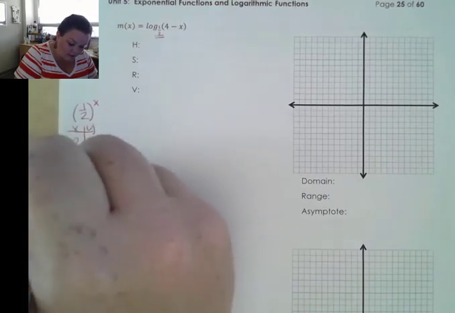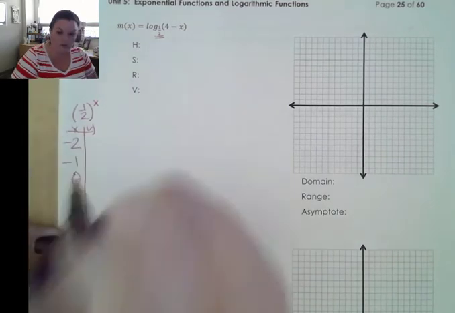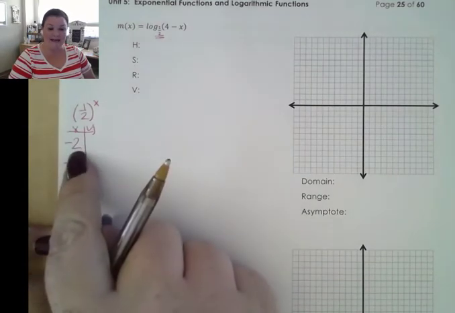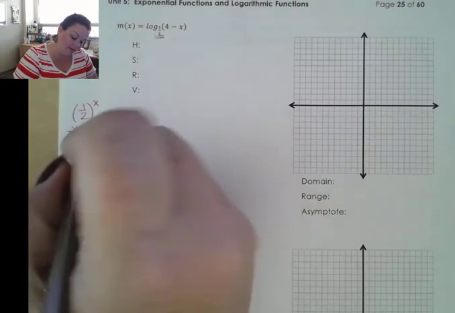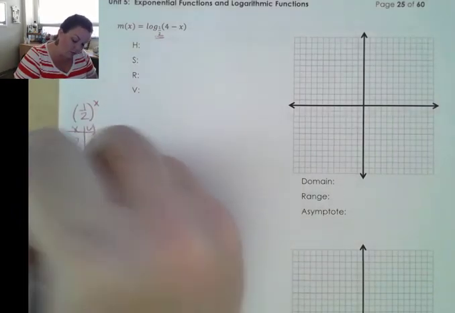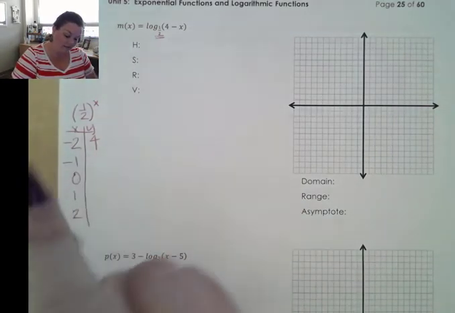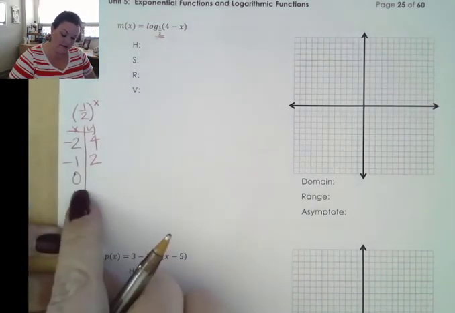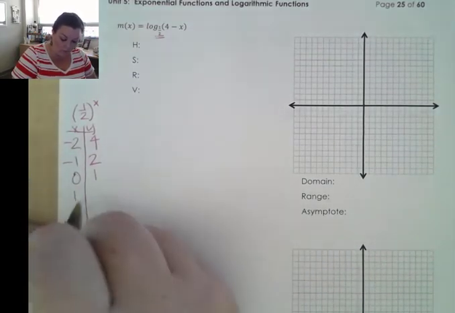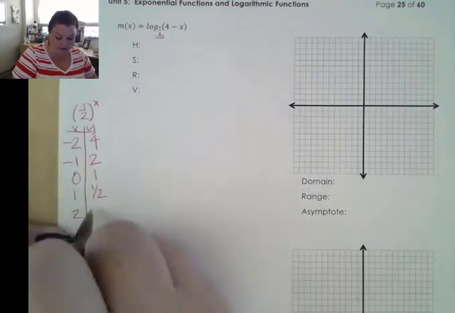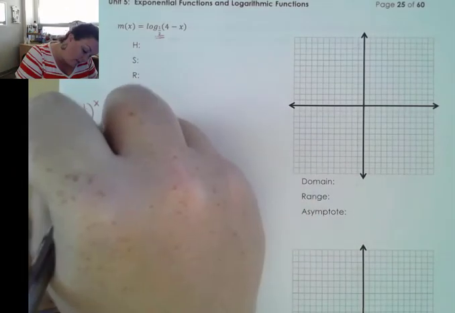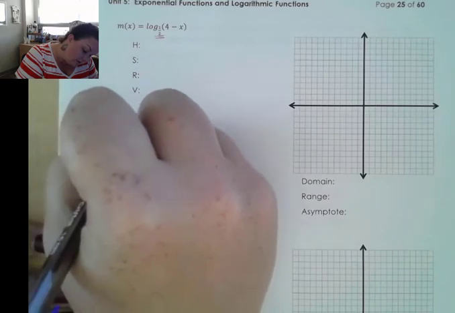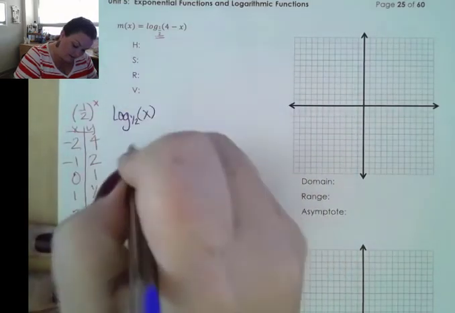Plug in -2, -1, 0, 1, and 2. When I plug in a -2 to the power of 1/2, that's going to flip it and square it, so it gives me 4. -1 is flipping it to give me 2. 0 gives me 1. 1 gives me 1/2, and 2 gives 1/4. Okay, so I'm going to swap it to get log base 1/2 of x.